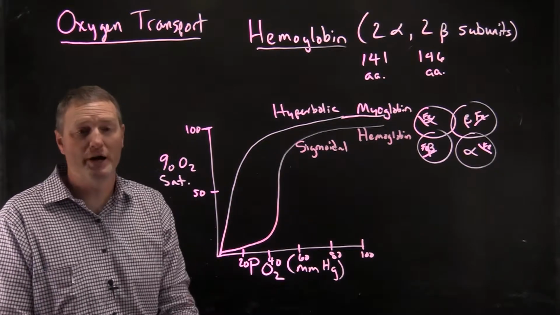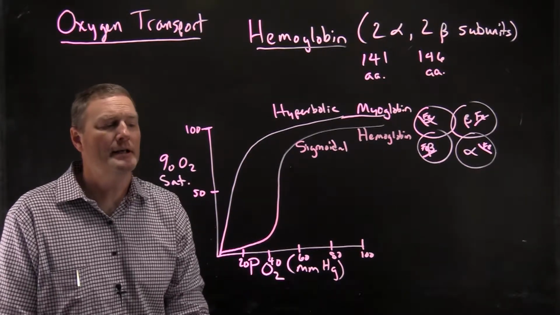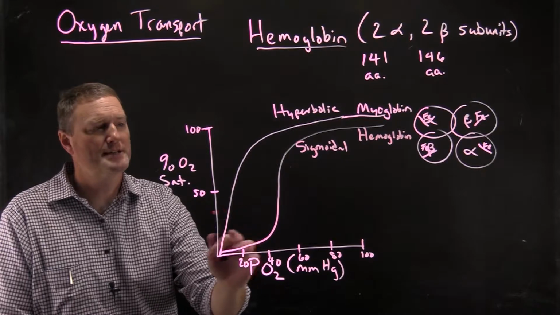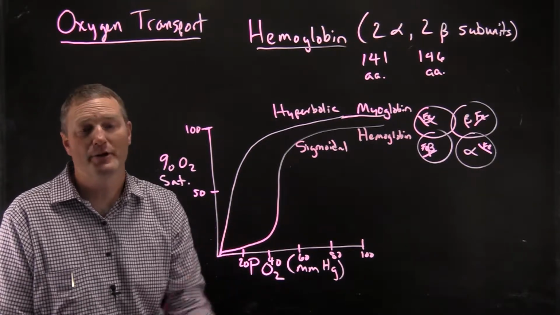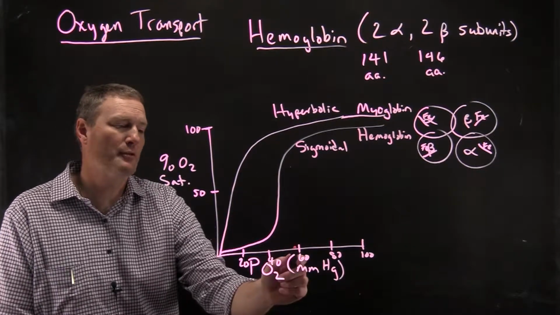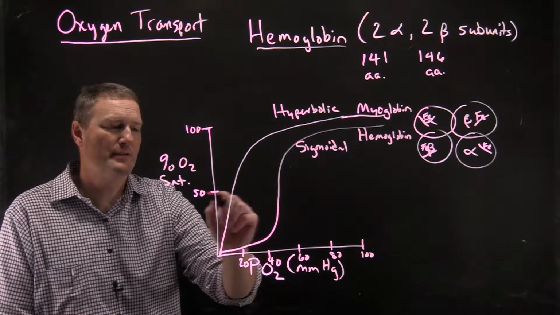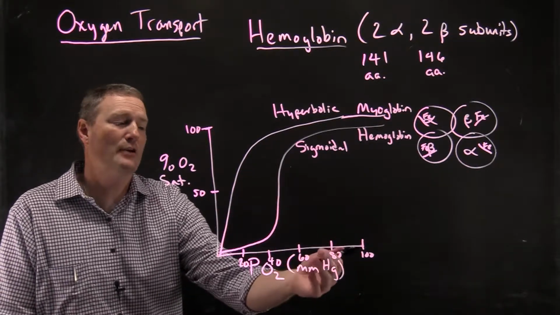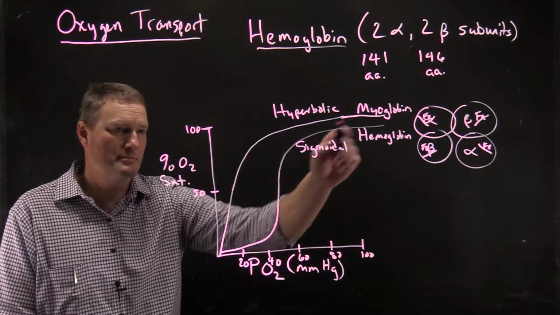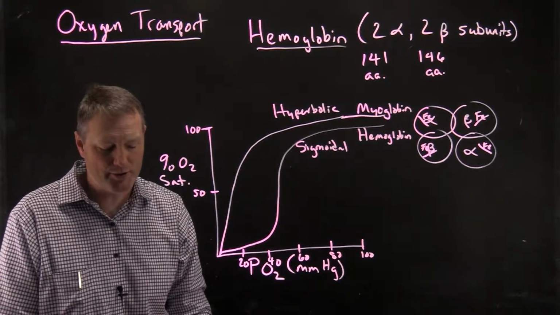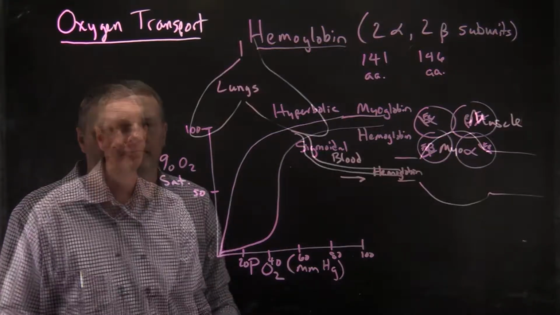Okay, so at very low pressures, down around 20 or 40 millimeters of mercury, you can see that our percent saturation for hemoglobin is maybe only 20%. When you start getting up to about 60, you start approaching 50% saturation, and then you have to go to even higher pressures to get your percent saturation for hemoglobin to approach 100%.